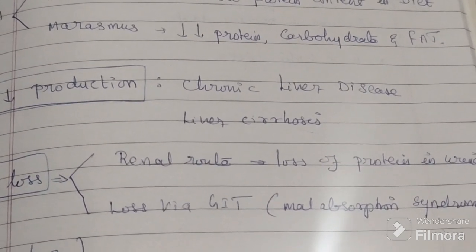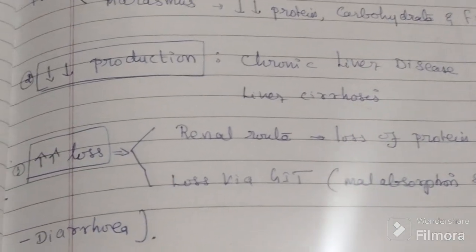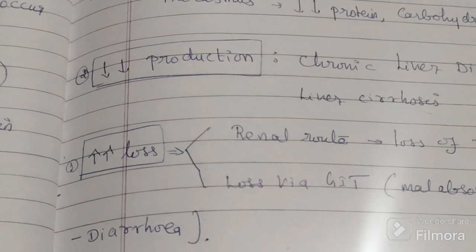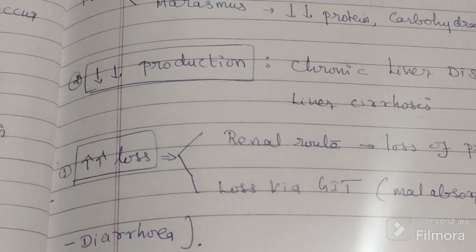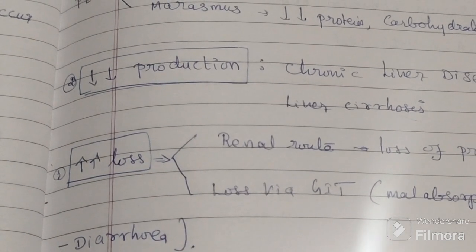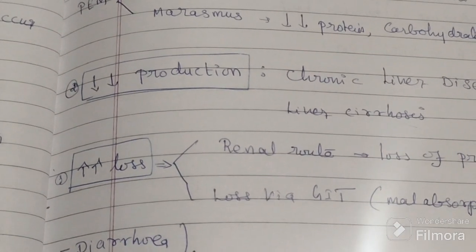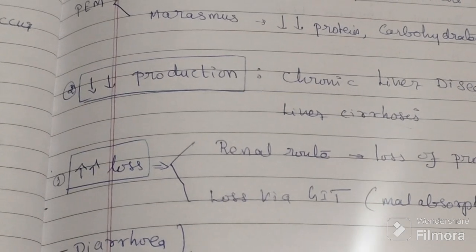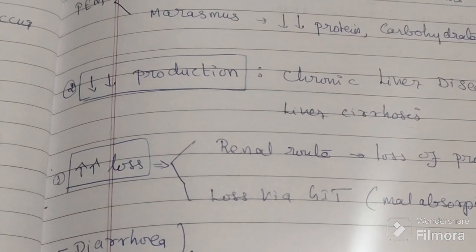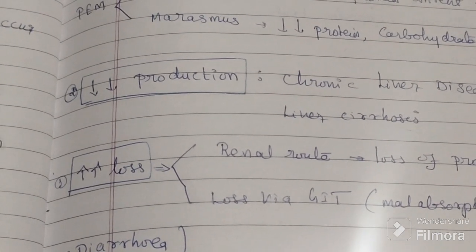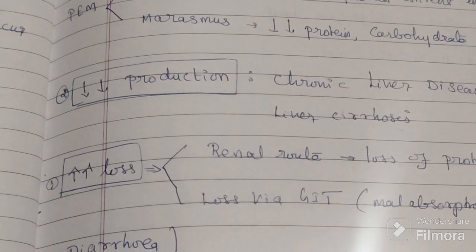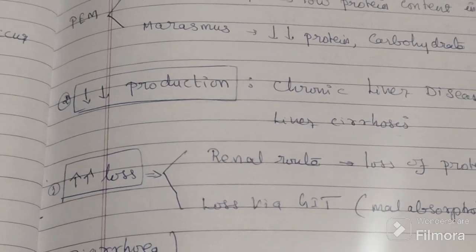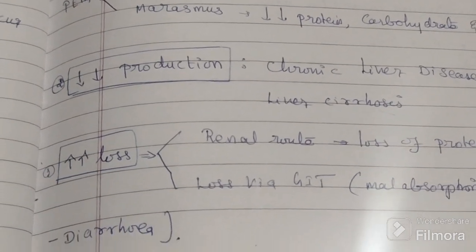It can also be diarrhea. What happens in diarrhea? In diarrhea the gut becomes highly motile, so the transit of food you eat is too fast. The gut has less time to absorb nutrients. Ineffective absorption of nutrients increases loss, and it causes hypoproteinemia.